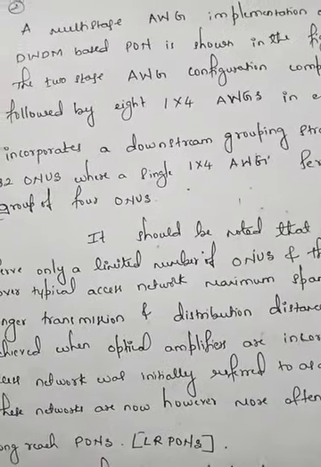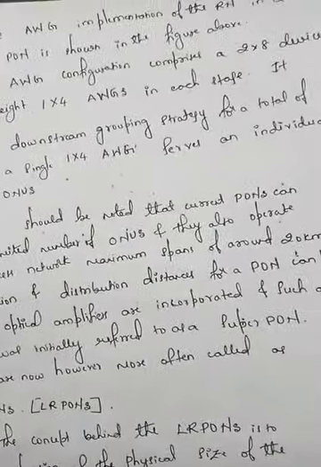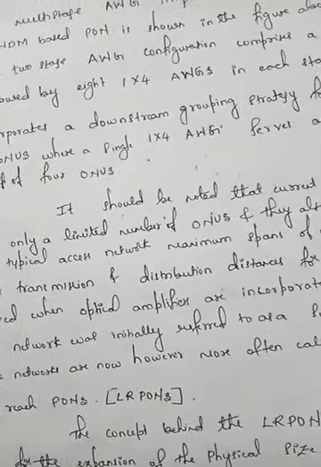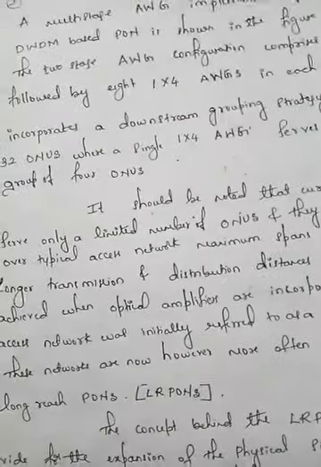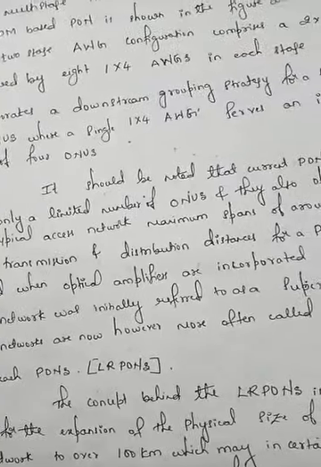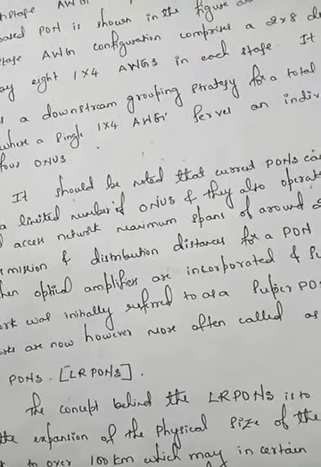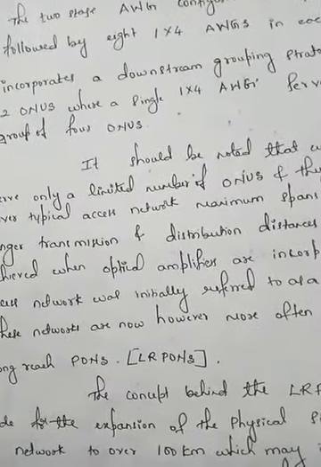So the figure shows a multi-stage AWG implementation of the RN in a WDM based PON. There are two stages here. The two-stage AWG configuration comprises a 2x8 device followed by eight 1x4 AWGs in the second stage. It incorporates a downstream grouping strategy for a total of 32 ONUs, where a single 1x4 AWG serves an individual group of 4 optical network units, ONU.